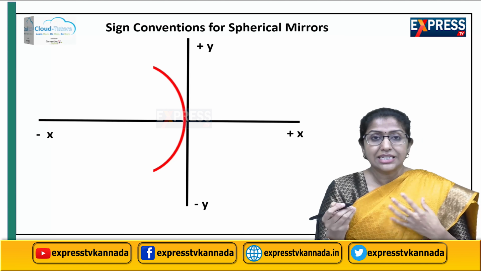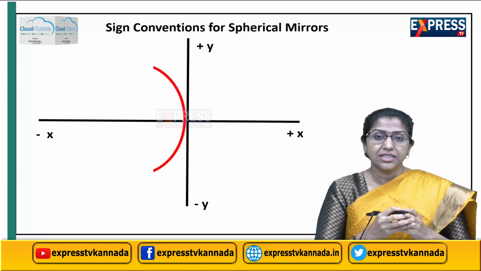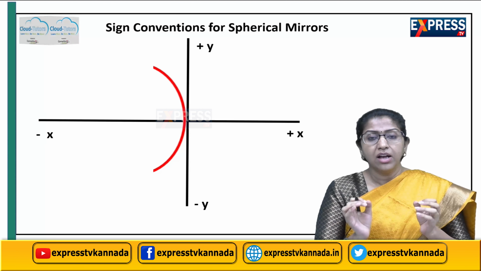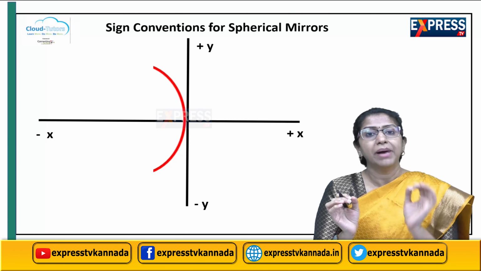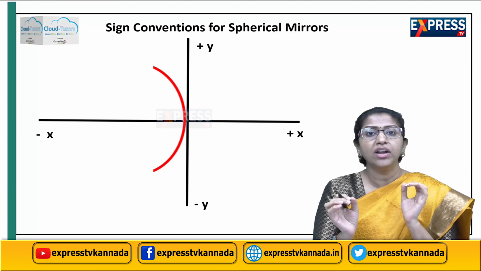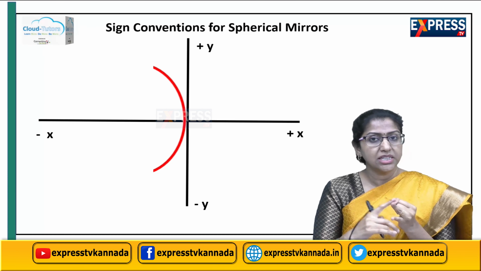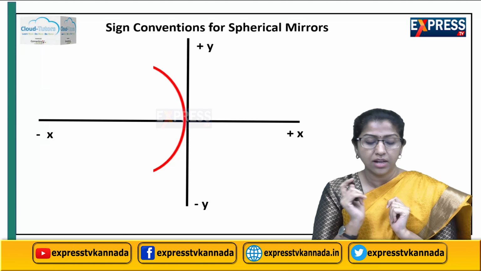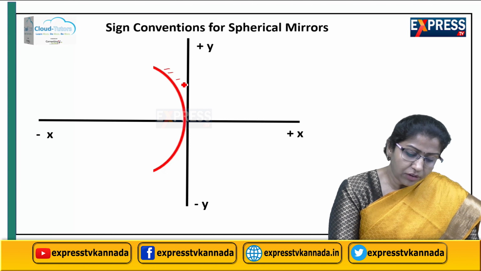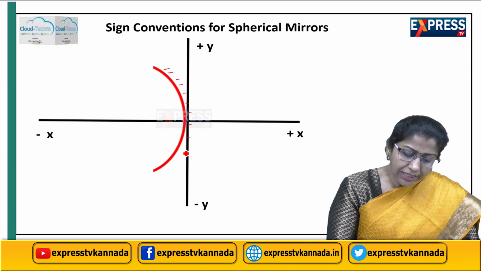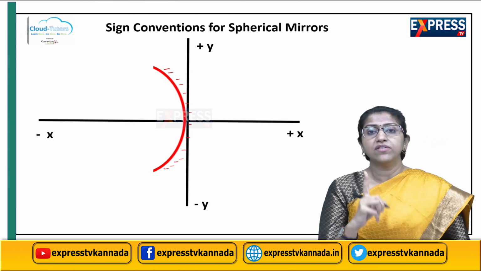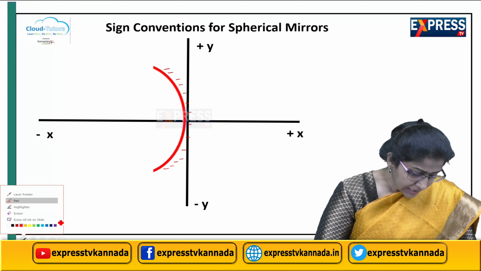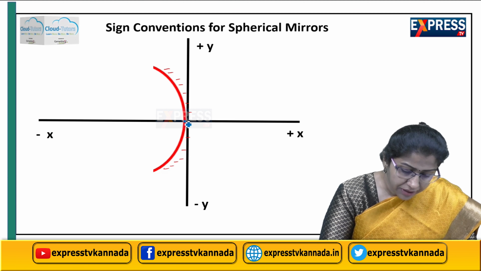Now, let's take the example of a concave mirror and understand the sign conventions. These are rules that you have to remember, assigning a plus or minus sign, that is a positive or a negative sign, to image distance, object distance, focal length and many other aspects of these mirrors. So what is the first rule of sign convention? The first rule is that all the distances are measured from the pole of the mirror.